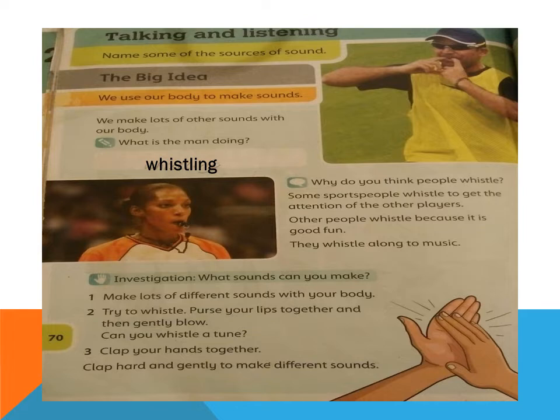You can also whistle. See, that man is whistling. What is the man doing? They have also asked the question, what is the man doing? So what do you have to write in the white box? You have to write, yes, that man is whistling. So children, write the spelling of whistling with me. W-H-I-S-T-L-I-N-G, whistling. Everybody write whistling in that white box. W-H-I-S-T-L-I-N-G, whistling.